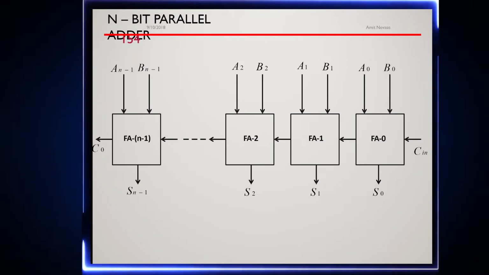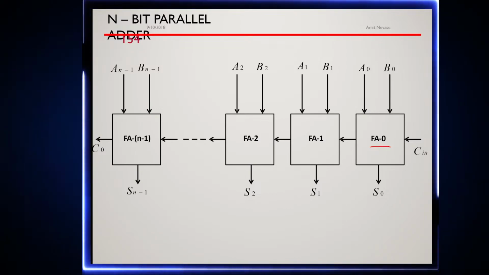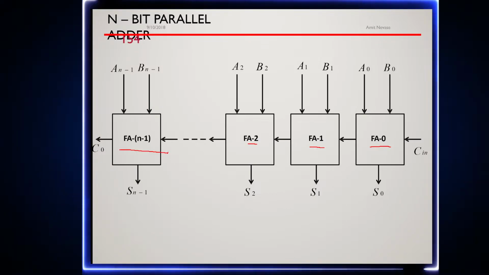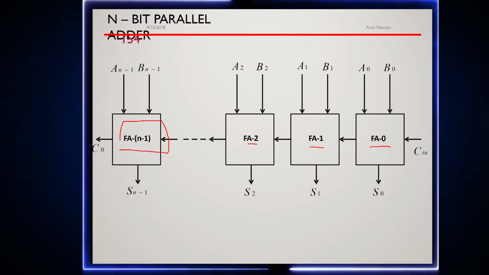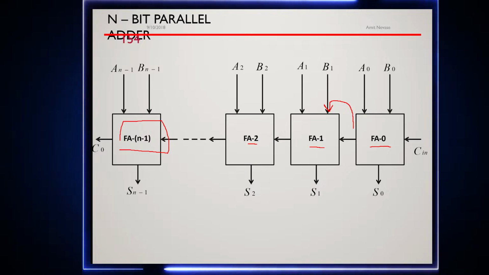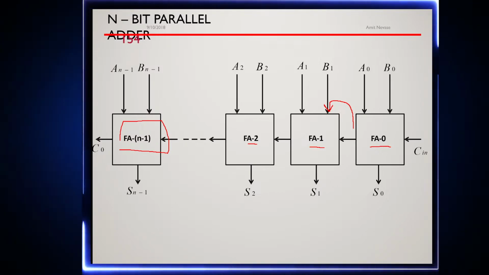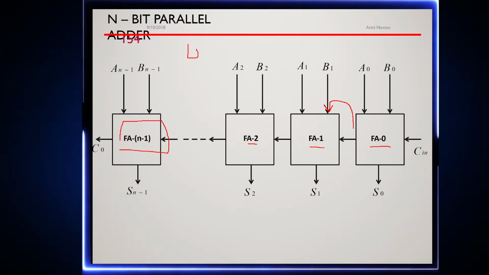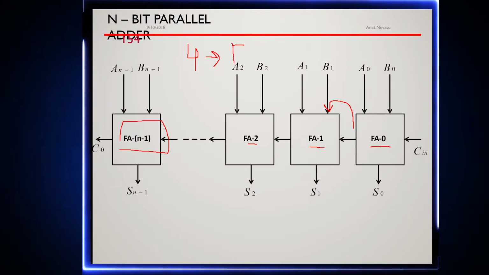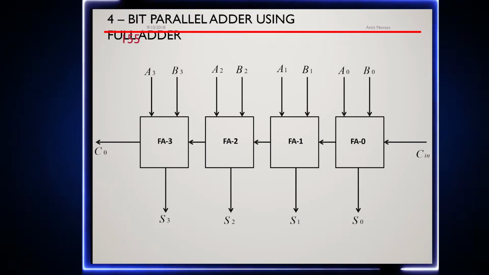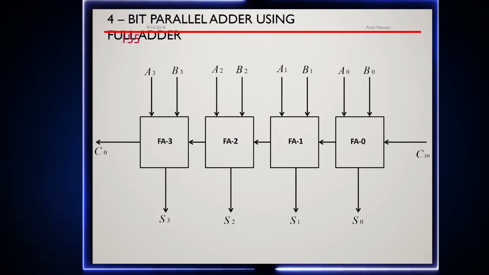Now let's look at the block diagram. You can see over here, this is the first adder, full adder 0, full adder 1, full adder 2, and full adder n minus 1. You can see the output of the previous adder has been given as input to the next adder. So this is the simple diagram of an n-bit adder. Now let's look at the diagram of a 4-bit adder. When I am talking about 4-bit, that means it would have 4 full adders, right? So this is the basic diagram of a 4-bit parallel adder.